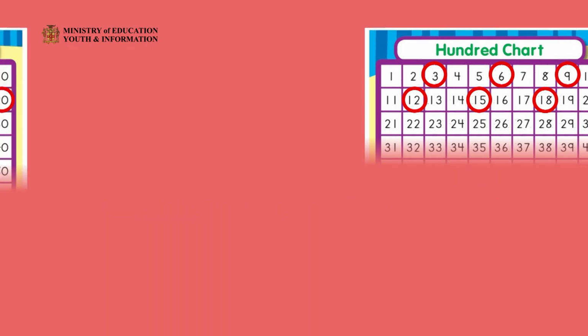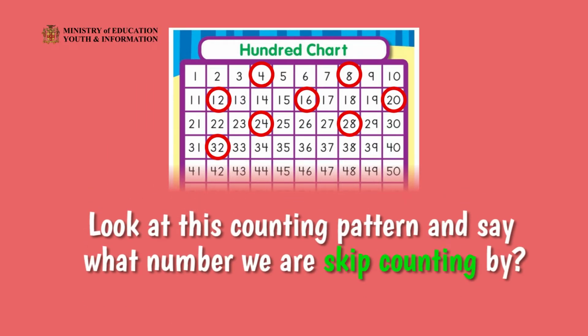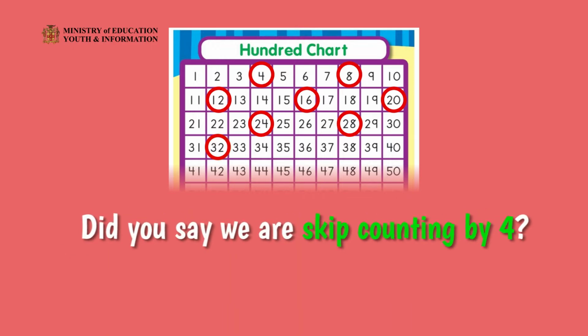Now look at this counting pattern and tell me what number we're skip counting by. Count with me. 4, 8, 12, 16, 20, 24, 28, 32. Did you say we are skip counting by 4? That's correct, boys and girls.